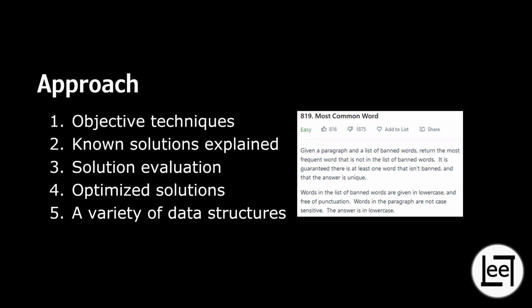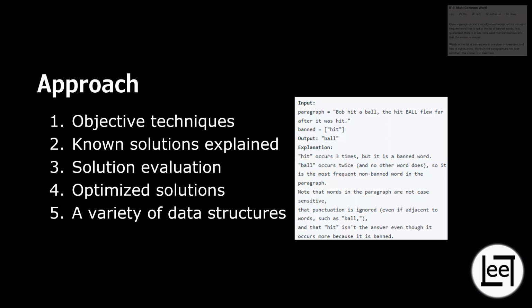Given a paragraph and a list of banned words, return the most frequent word that is not in the list of banned words. It is guaranteed that at least one word isn't banned and that the answer is unique. Words in the list of banned words are given in lowercase and free of punctuation. Words in the paragraph are not case sensitive. The answer is in lowercase. Now, if you're anything like myself or the students that I've presented for, this explanation alone could be a bit overwhelming. So let's break it down and understand its components.